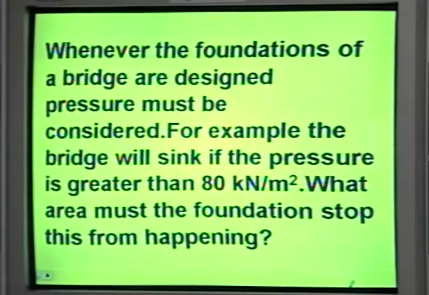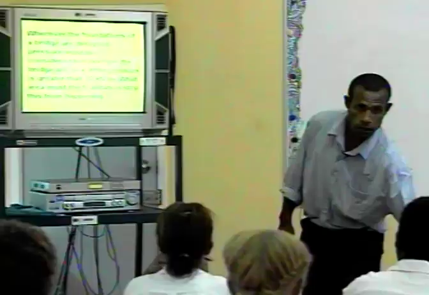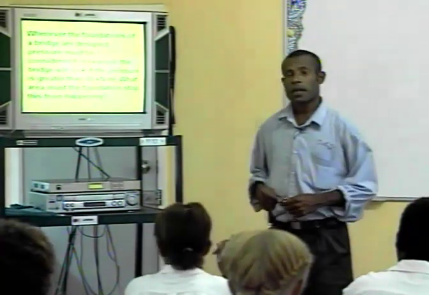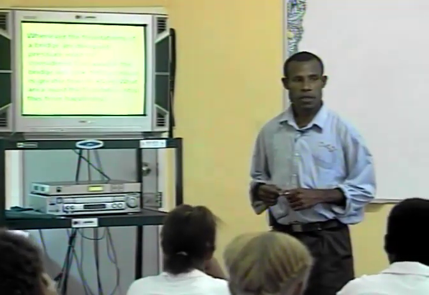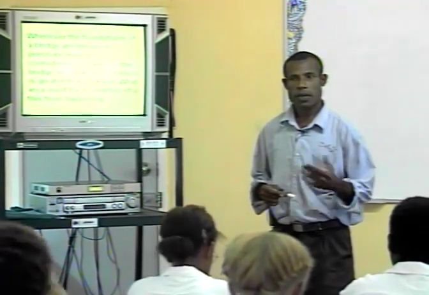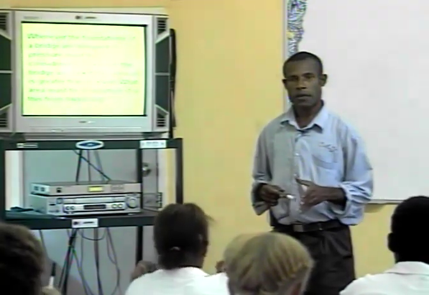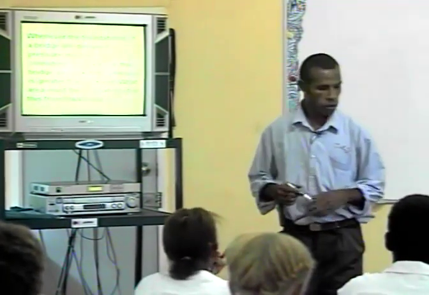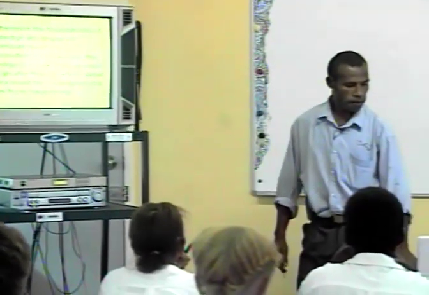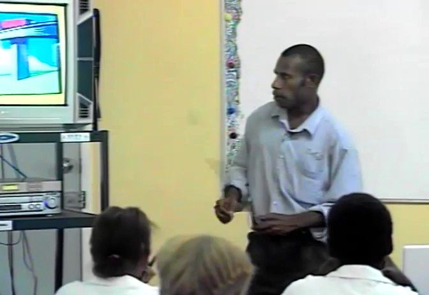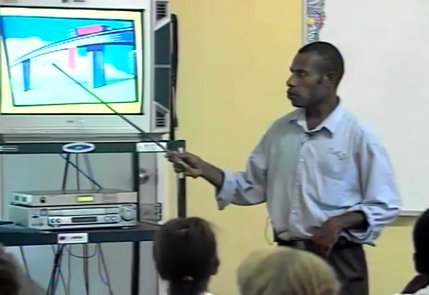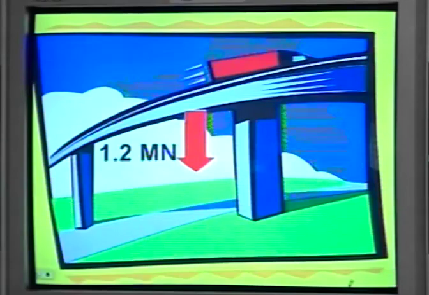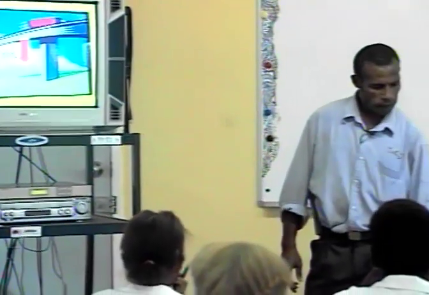So when these are being considered, they must always consider the foundation, because you know that area determines the pressure which is to be applied. So the larger the area of the foundation, then the pressure will be quite small. Okay, so in this case, given an example, this bridge, for example, if this one can be 1.2 meganewtons, then you may have about 0.6 meganewtons which will support the structures.